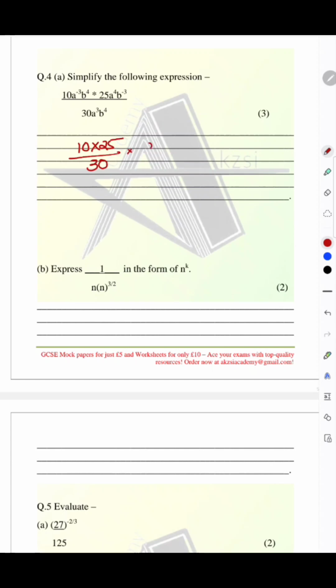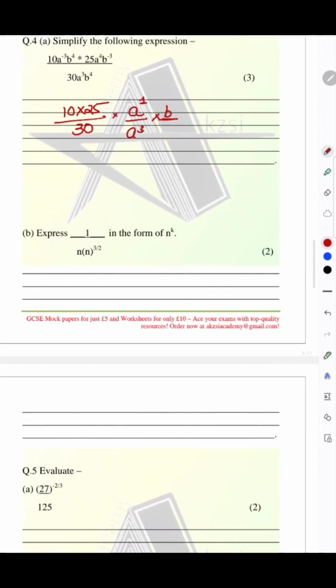For a, we are multiplying a to the power of negative 3 and a to the power of 4. That means I need to add the powers. So 4 minus 3 gives a to the power of 1, divided by a to the power of 3, times b to the power of 4 times b to the power of minus 3. That means I need to add them up. This will give me just b, over b to the power of 4.